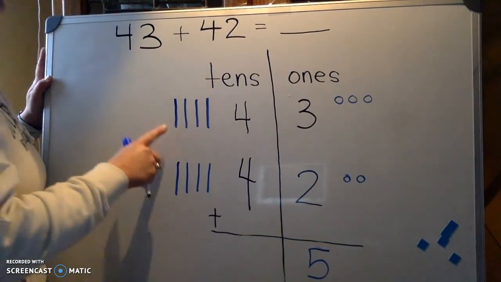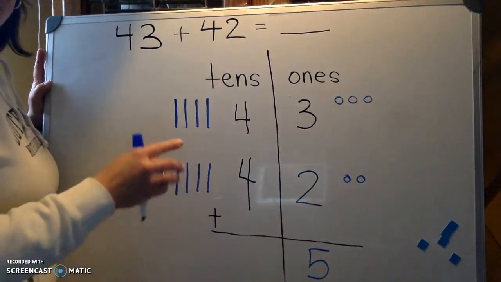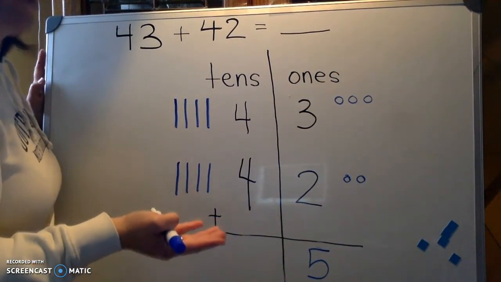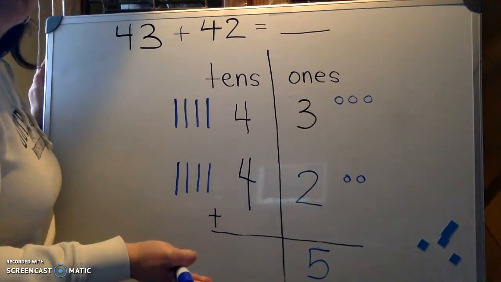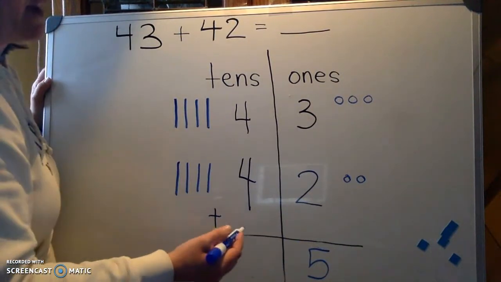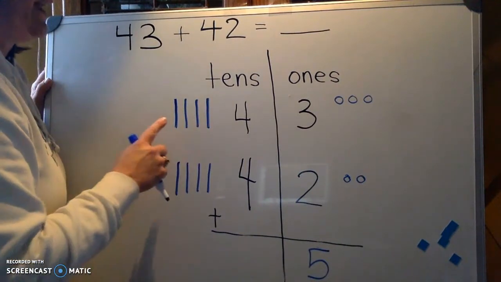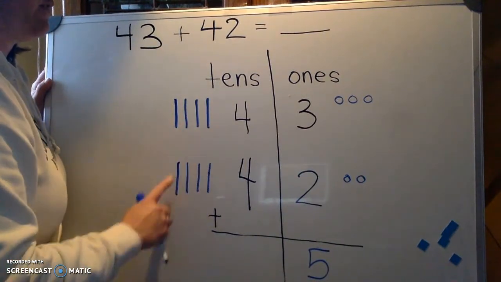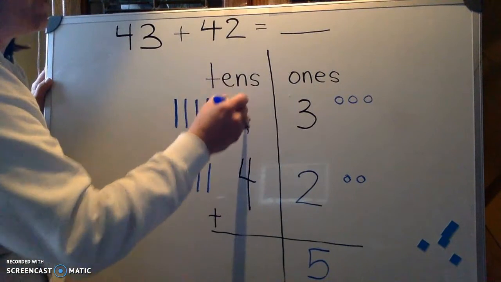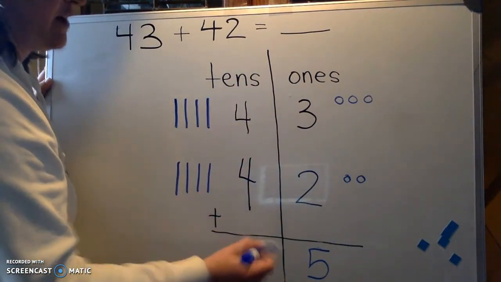And we have 4 tens and 4 tens. Well, I know 4 and 4 is a double. A spider has 4 legs on one side and 4 on the other. And that makes 8. So 8 tens is worth 80. 10, 20, 30, 40, 50, 60, 70, 80. 4 and 4 makes 8.